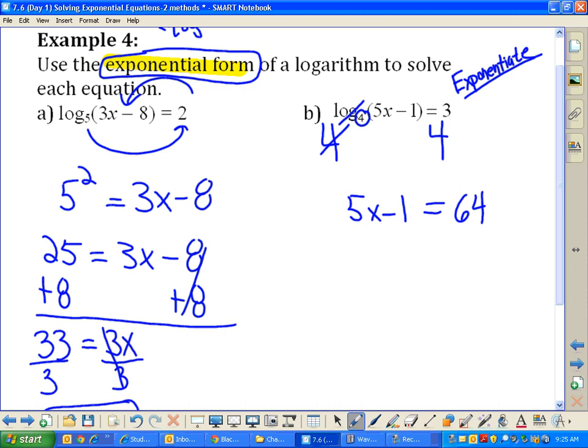Ryan, you're looking at this very critically. Do you have a question? No? Okay. You remember, you don't write it down unless you understand it.